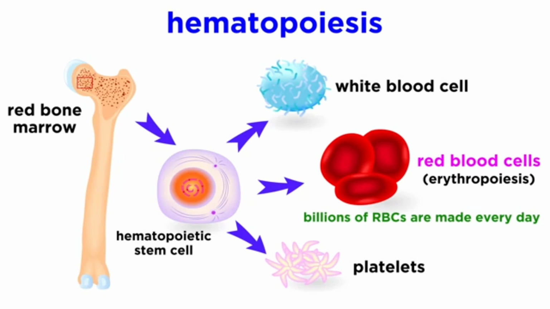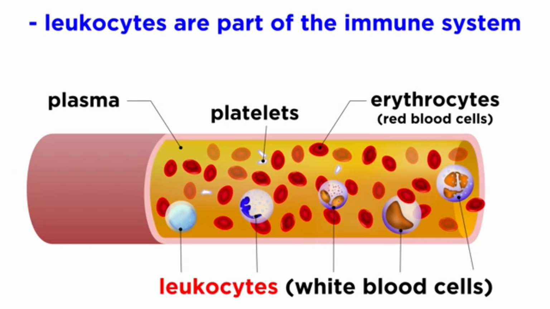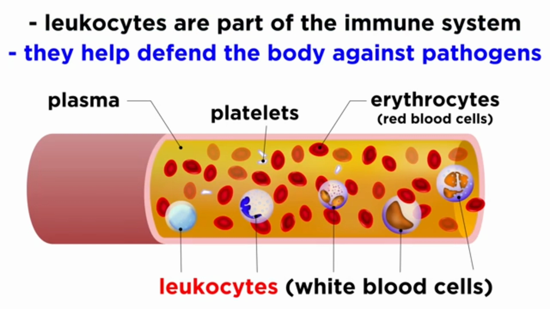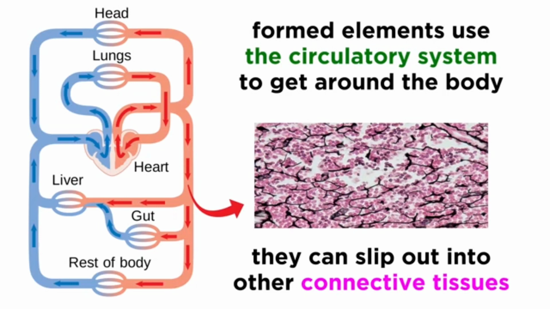Next, let's look at leukocytes, or the white blood cells, which, unlike the far more abundant red blood cells, are complete cells with nuclei and organelles, and are part of the immune system. They help us defend against pathogens and other harmful things. These use the circulatory system to get around the body. They can also slip out into other connective tissue to do their work.